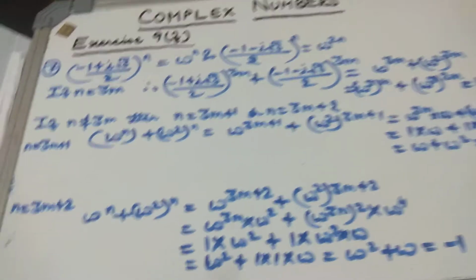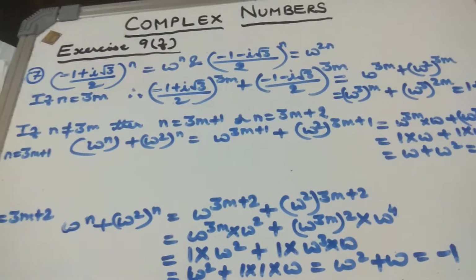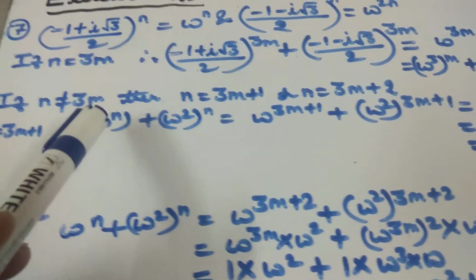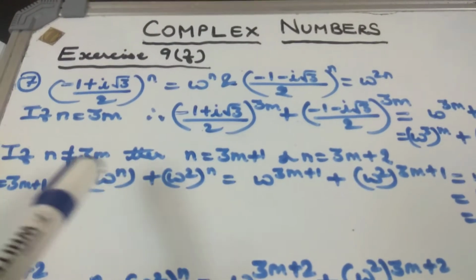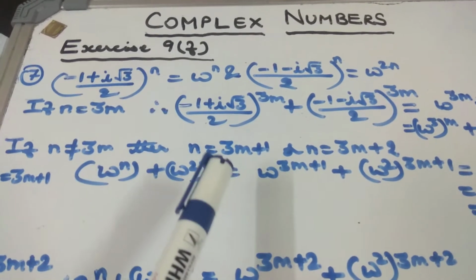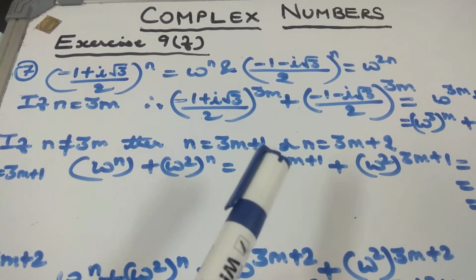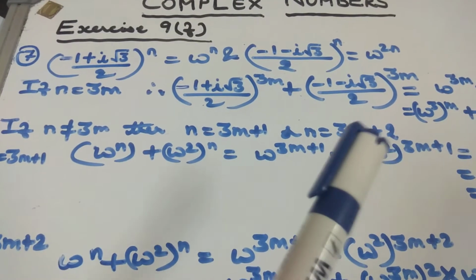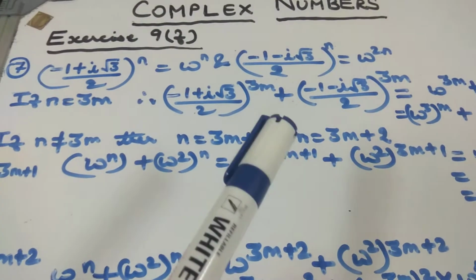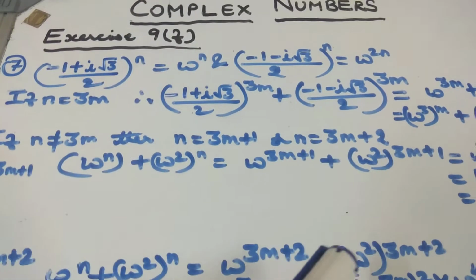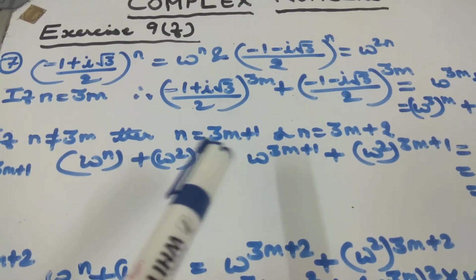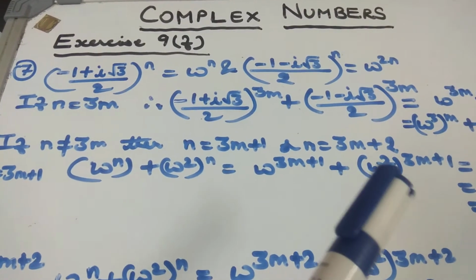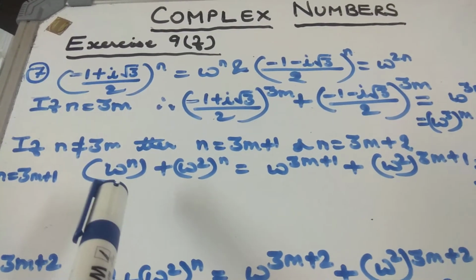Now we move on to the second part of the question, if n is not a multiple of 3 but any other integer. If n is not a multiple of 3, then n will be either 3m + 1 or 3m + 2, because as soon as it is 3m + 3, it becomes a multiple of 3, since 3 could be taken common. So we are assuming n as 3m + 1 or n equal to 3m + 2. Now what happens to the expression?